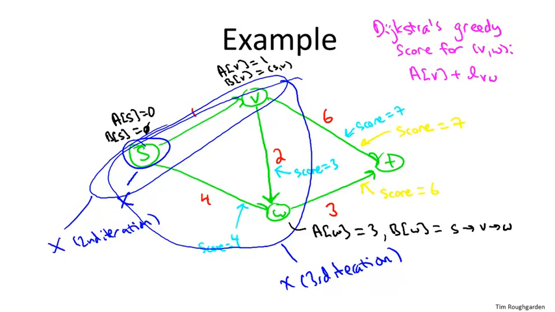And of course, it doesn't matter who gets brought into X, but it does matter how we compute the A and B values for T. So in the final iteration, we compute A of T to be the Dijkstra greedy score of the edge that we picked, which is the edge WT, and the score was 6. So we compute the shortest path distance from S to T to be 6.